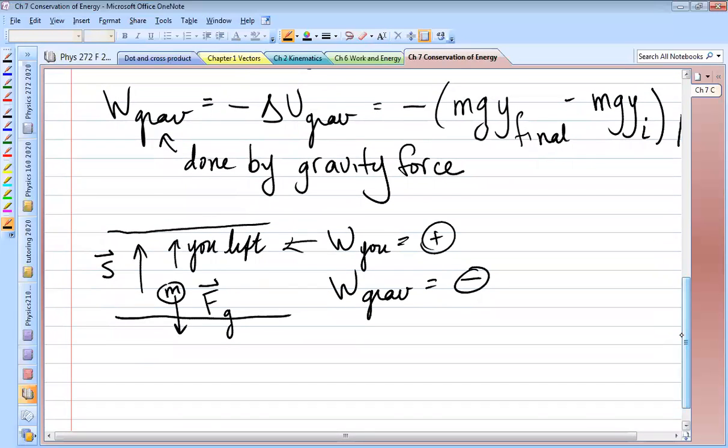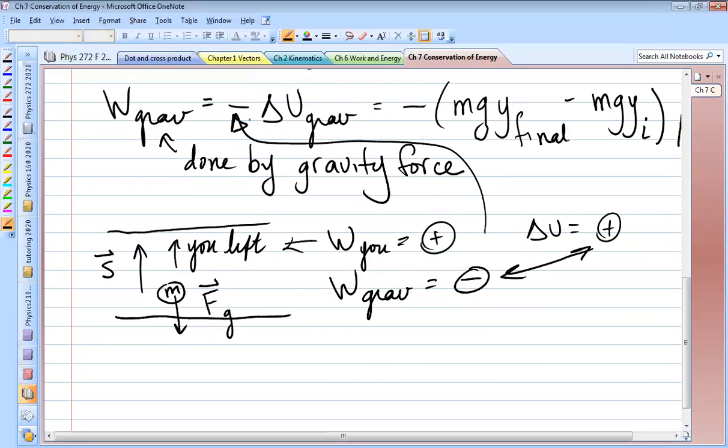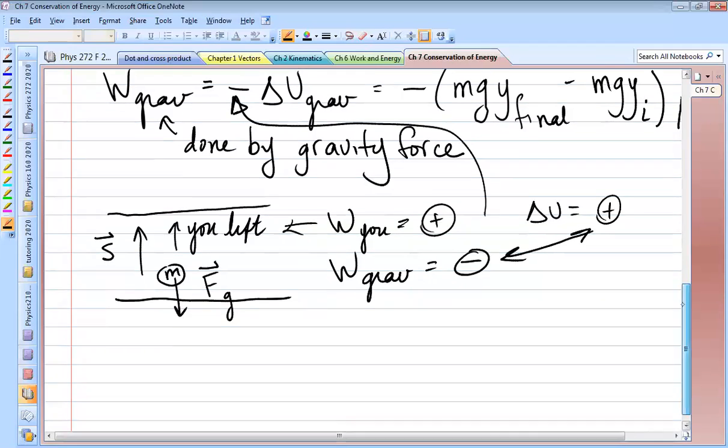Now the change in potential energy, obviously if you lift something up, you give it more potential energy. So the change in potential energy is positive. And so now you know why. See, that's a positive and this is a negative. That's why there's this negative in the formula here. So if you pull something up to do a positive increase in potential energy, you're doing work, but gravity is doing negative work. It's doing it against you. So that's why there's this negative in there. And that's really important.